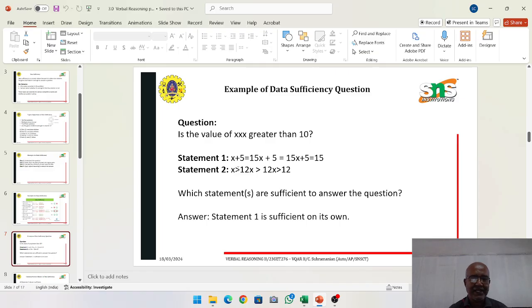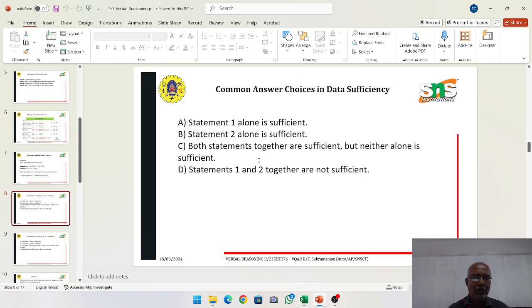The second statement, x is less than or equal to 12, is not needed. So statement 2 is no need. Only statement 1 itself is sufficient for us. On its own, it can solve the problem for the x value. So among the common choices, statement 1 alone will be sufficient. In these choices, we have to pick which one is right or wrong.